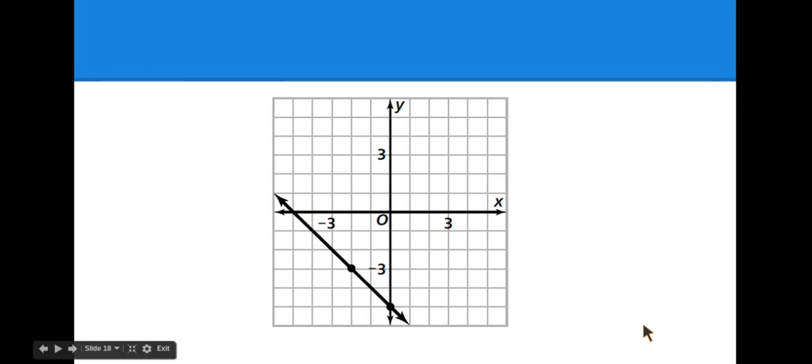Now we're going to find the slope of the line for this line. We know it's going to be a negative slope because as we move from left to right, the slope is going down. We need to find the negative rise of the line and divide it over the run of the line.